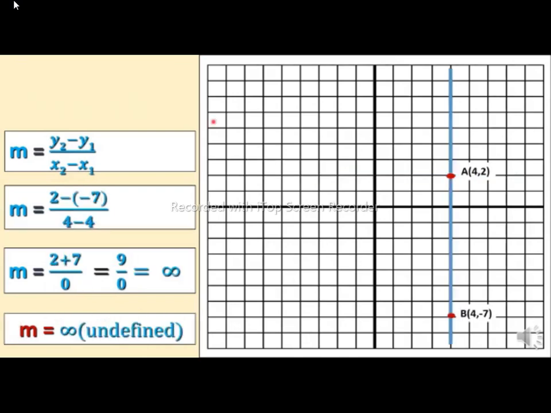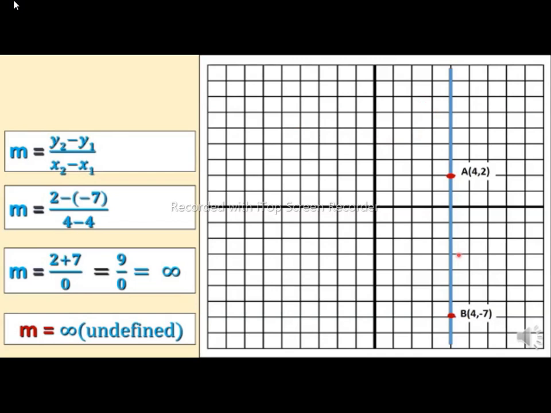Now let us find the gradient of a line that is parallel to y-axis. Is it possible to find its slope or not? Here is the line that is parallel to y-axis. Again, I have to choose any 2 points on the line. I have chosen A and B. You can choose any other 2 points at different places.